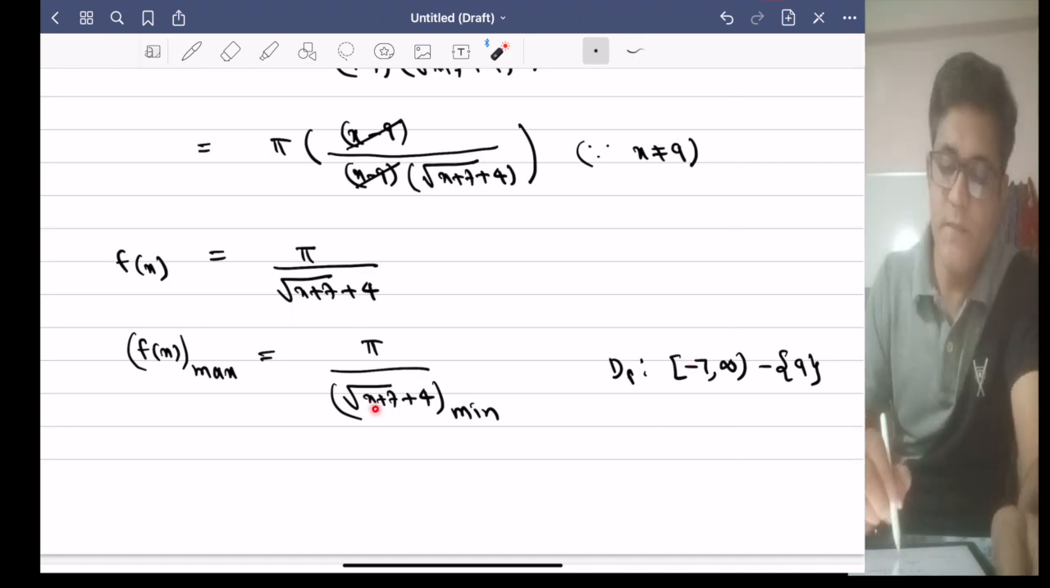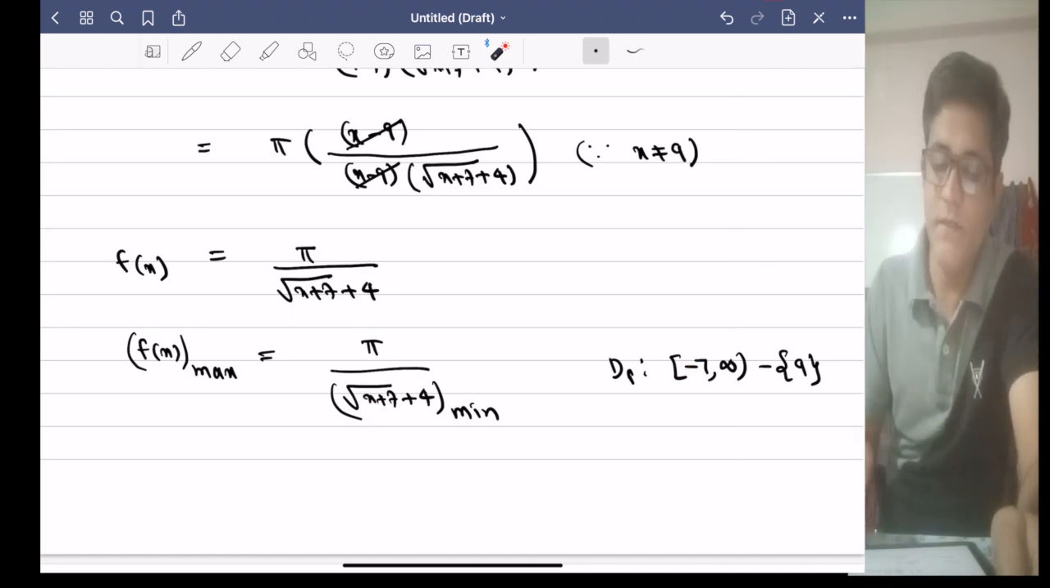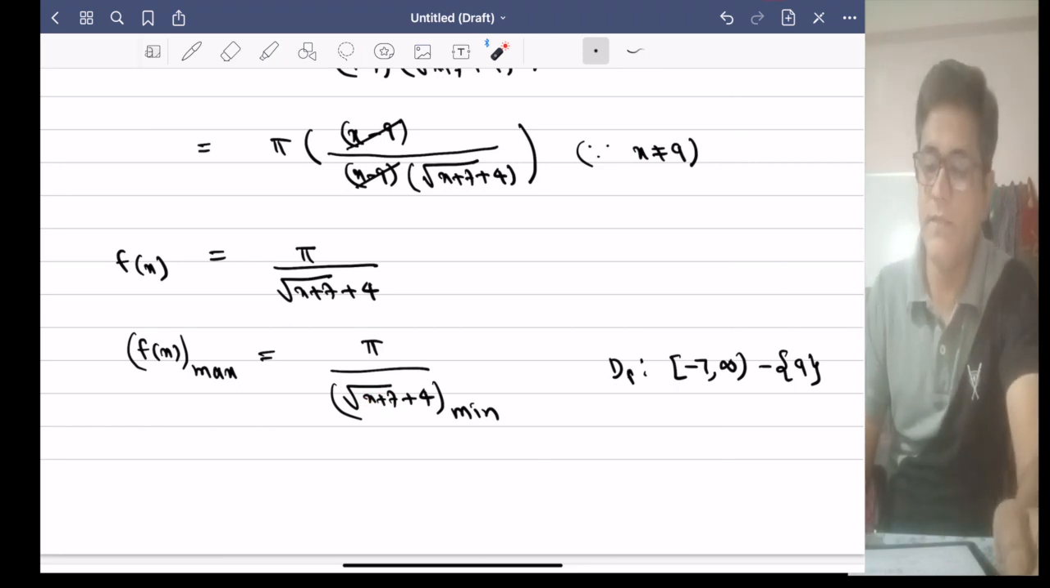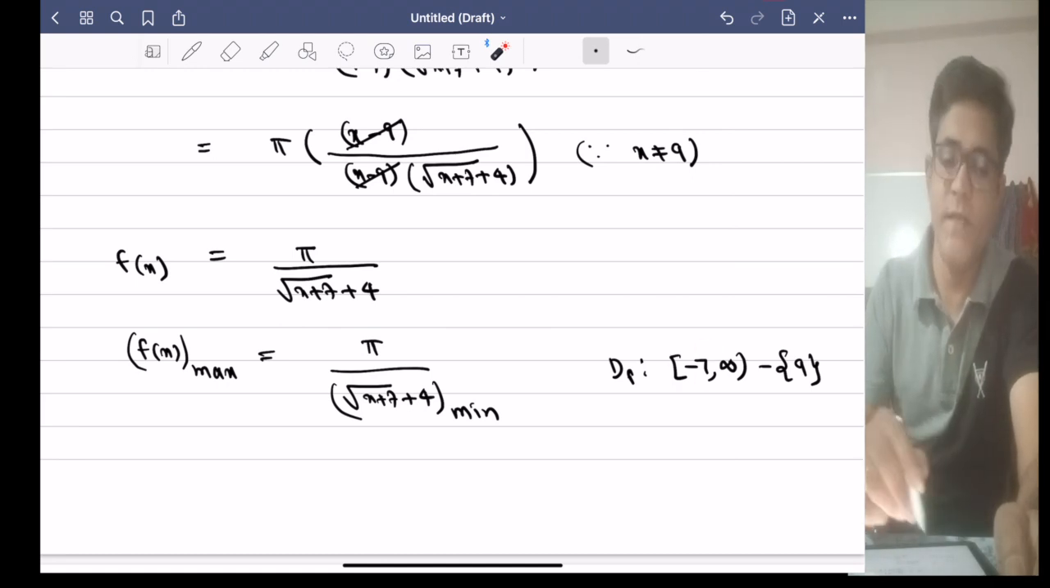Because x plus 7 is an increasing function, if you see this x plus 7 inside the radical sign, that is y is equal to x plus 7. As x increases, it increases. That's why it takes its minimum value at x equal to minus 7.